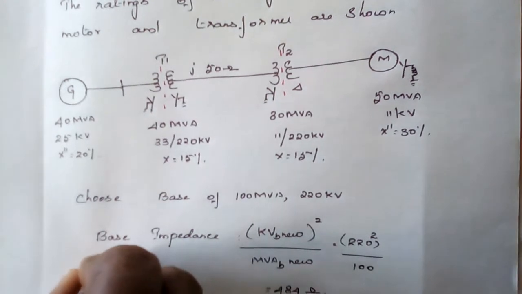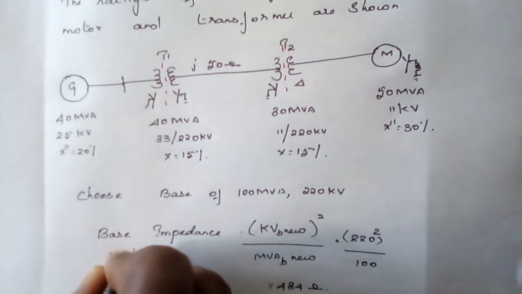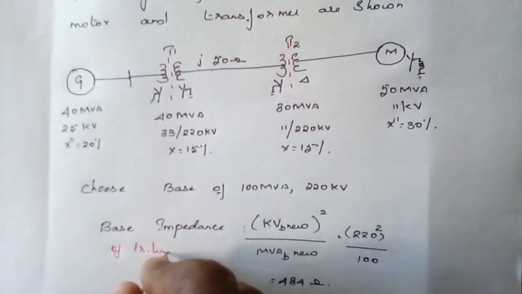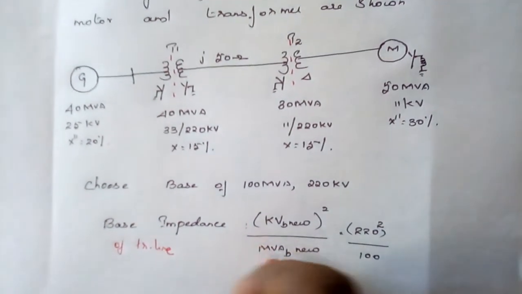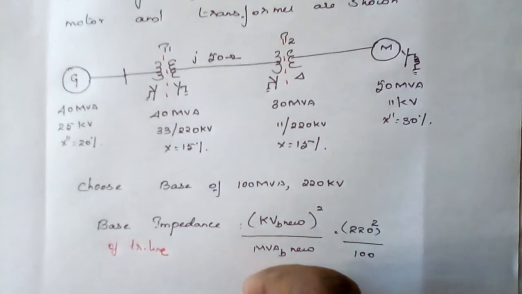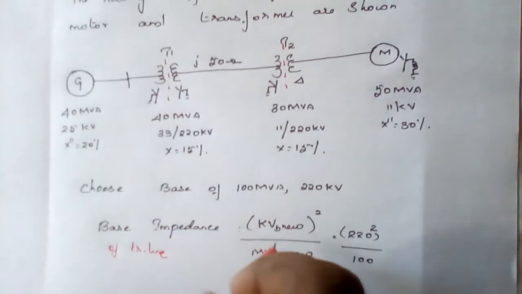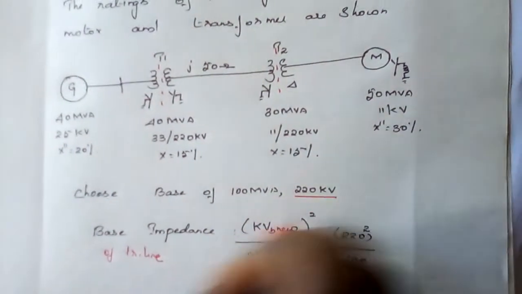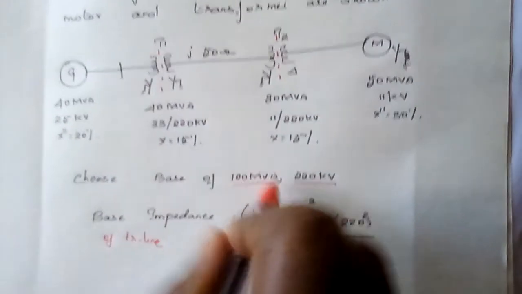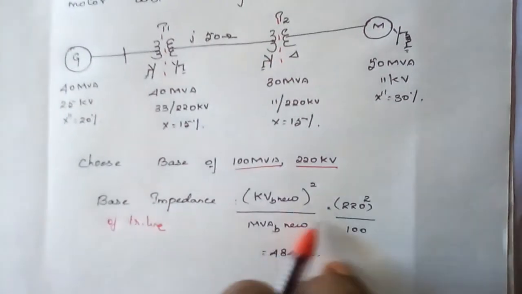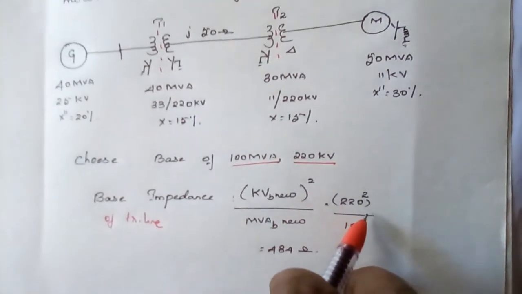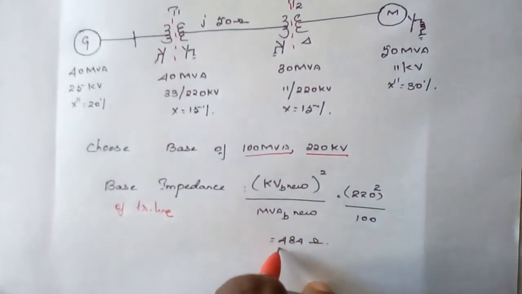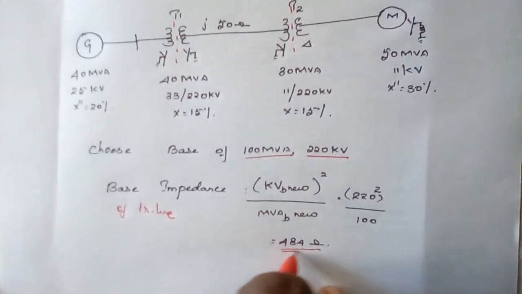This is for the transmission line: the base impedance of the transmission line. The base impedance is given by the formula kV base squared by MVA base. The kV base we have chosen is 220 kilovolt and the MVA base is 100 MVA. So base impedance is 220 squared divided by 100. I get the base impedance of 484 ohm.